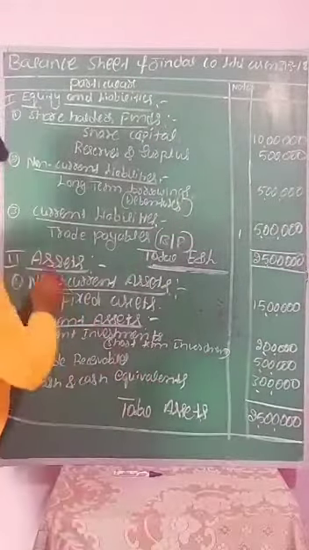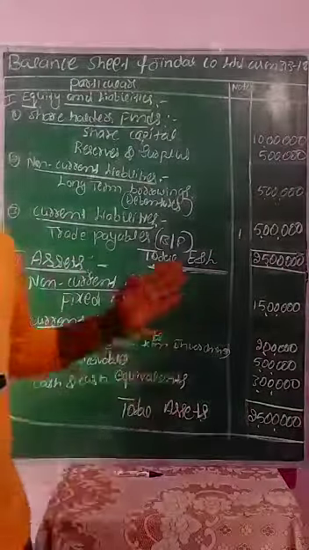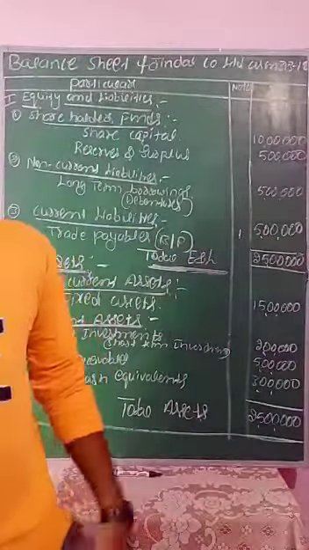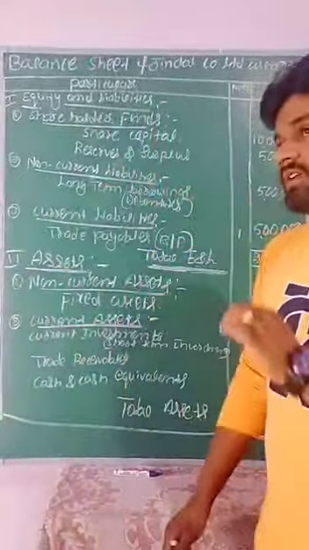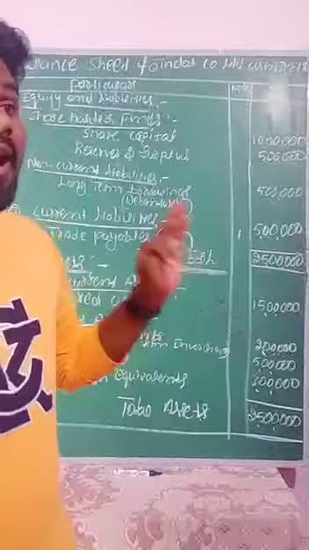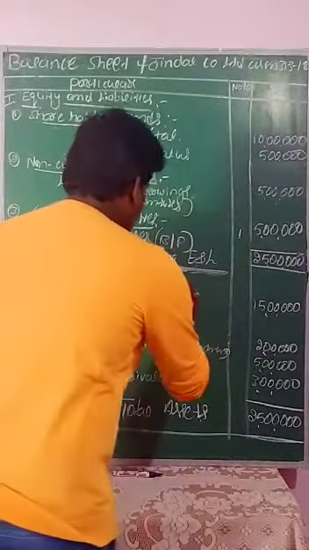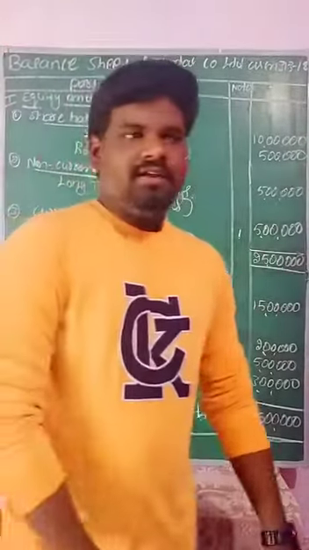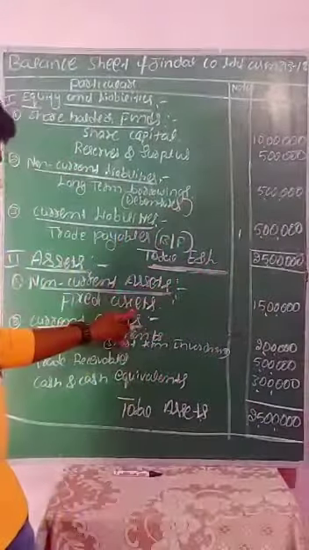So the second headline here is assets. Here, assets means we have different types of assets in the business organization, right? First of all, the assets we can broadly classify into two categories, namely non-current assets and current assets. So first we need to take non-current assets. The first headline, non-current assets. Again, under the non-current assets there is fixed assets. Now we need to write fixed assets, right?